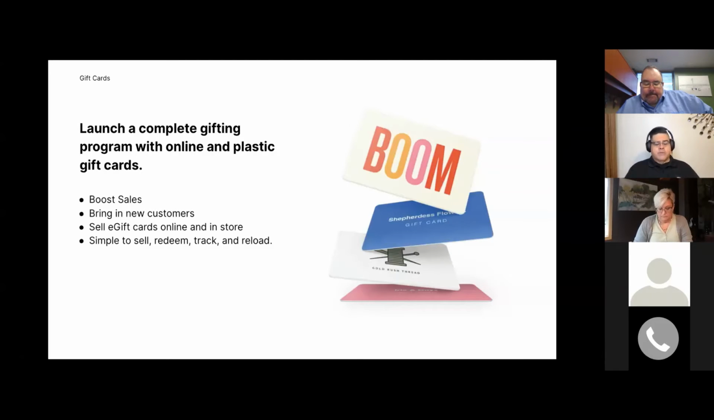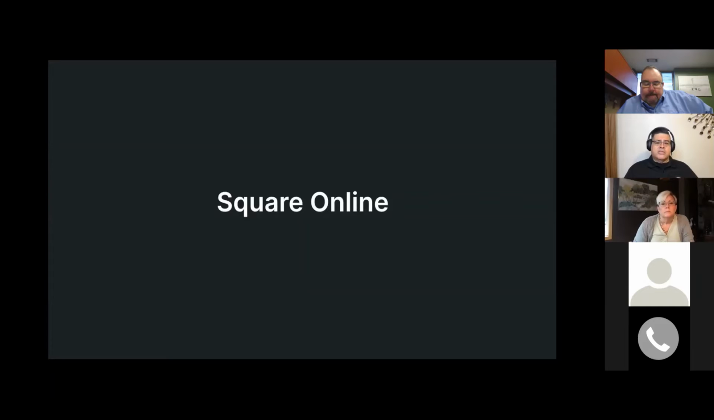Now, it can be e-gift cards, which have been super popular, easy to set up, and you don't have to carry plastic cards in stock or anything like that. You can order plastic cards as well, and both are good for in-person and online. And so no matter what stage you're in, Square makes it easy to take your business online.